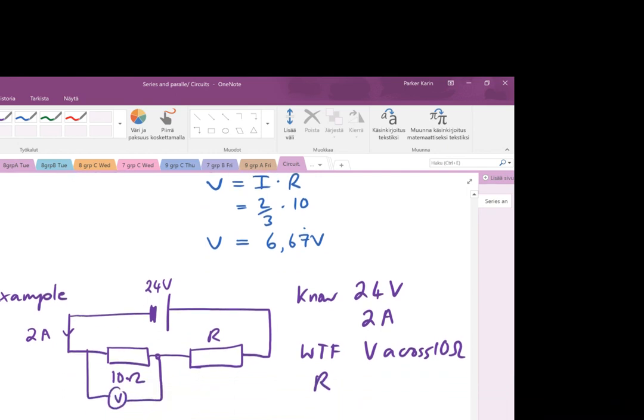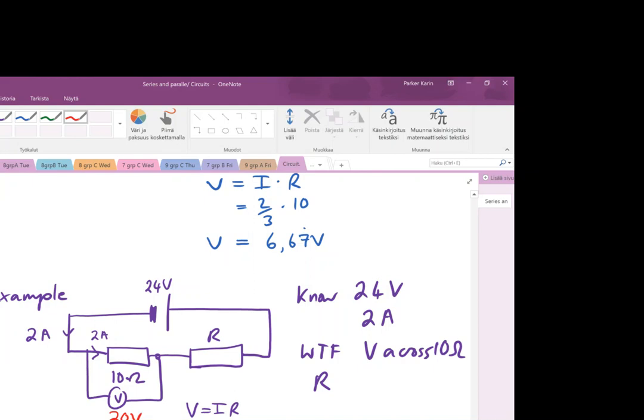Okay, so let's find this voltage first of all. If we do V equals IR to this first resistor, we can find V immediately. So V equals I times R is gonna be current 2 times 10, 20 volts. Okay, sorted. So we now know this is 20 volts.